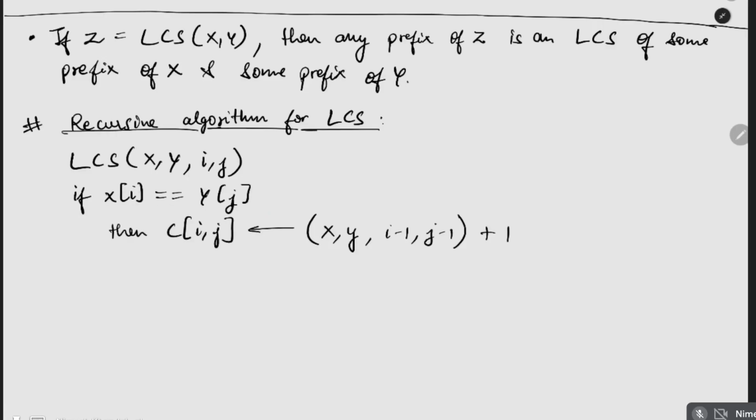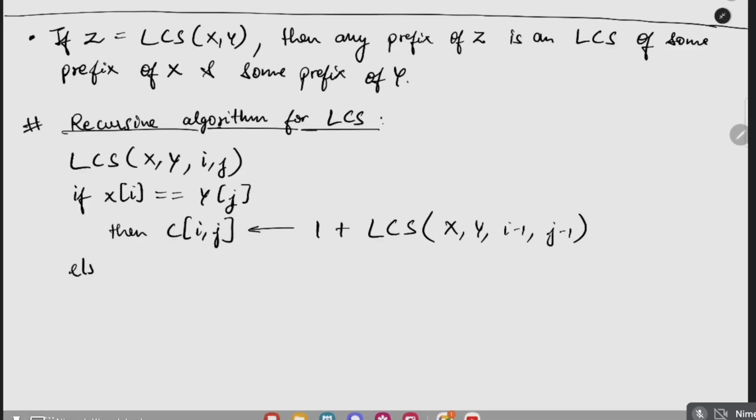If we have found a match between x and y, then we increase it by 1. So we already have one element in our solution of the longest common subsequence, and then we search. So this is basically 1 plus the search for the next elements in the sequences x and y.